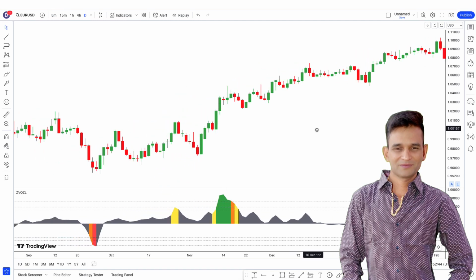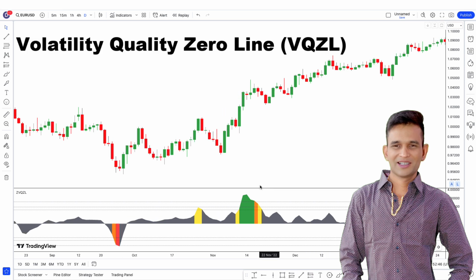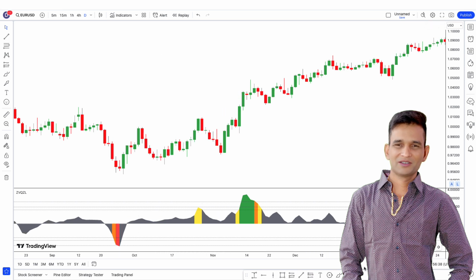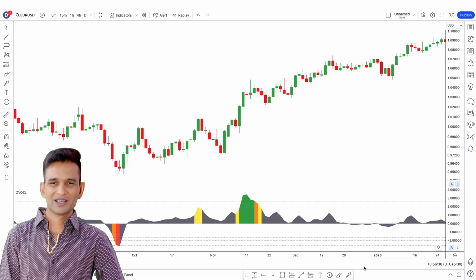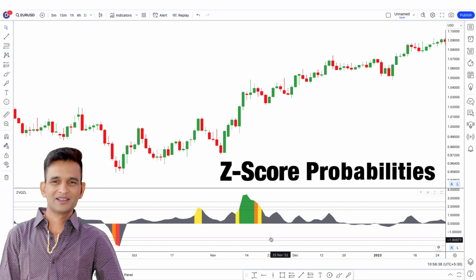This indicator is an improved version of the FxAccurateUS volatility quality zero line indicator, which is used for identifying range markets. The original version has some issues which need some adjustments based on the asset that you're trading. But in this improved version, Z-score probabilities are applied to the indicator, so we have a standardized result which can be used for any asset or market.